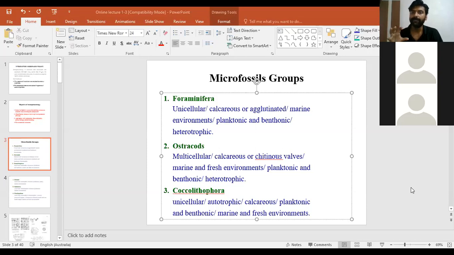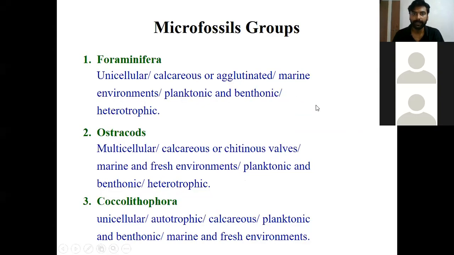So Foraminifera are unicellular, calcareous, agglutinated, marine organism, planktic to benthic, and heterotrophic. So these are the 5 or 6 terms you should remember, and you just write a sentence over it when somebody asks you about Foraminifera. Okay. Now coming to the Ostracoda. This is totally about the introduction, and we will move into the details in the coming lectures.